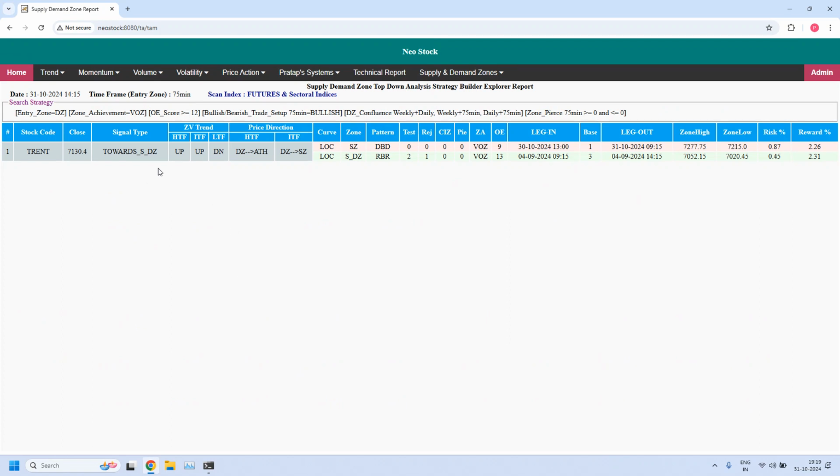In this demand zone, this is the 75 minutes entry zone. This 75 minutes entry zone is a part of the daily zone, both together again part of the weekly zone. And the weekly trend is also uptrend. And if the weekly zone is having weekly EMA confluence, this stock is even more high probability. Already it is a high probability setup supported stock, but it is even more high probability.